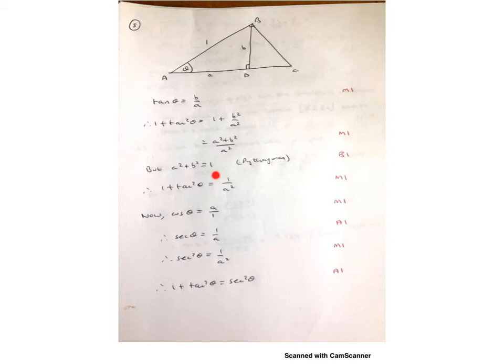Now we need to show that 1 plus tan squared is sec squared. So let's think about sec squared. Well, cos theta is A over 1, so sec is 1 over A. Sec squared is 1 over A squared. So those two are both 1 over A squared. So 1 plus tan squared equals sec squared. So in my humble opinion, that's 8 fairly straightforward, easy marks.